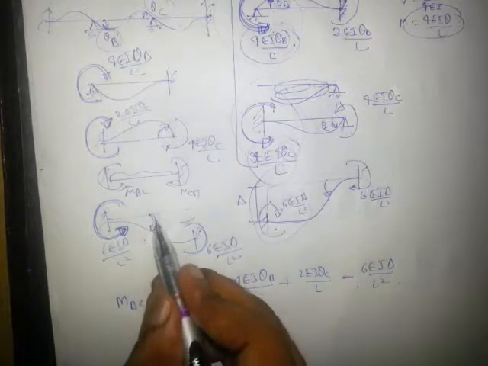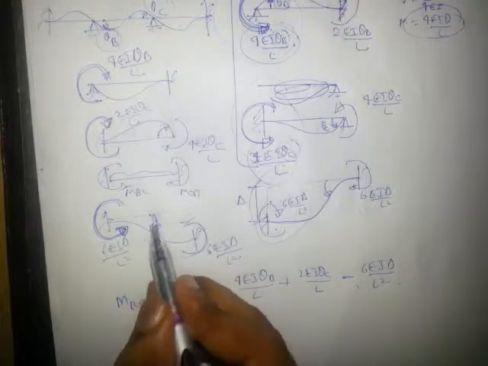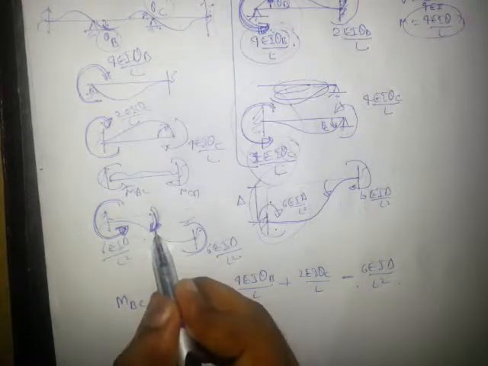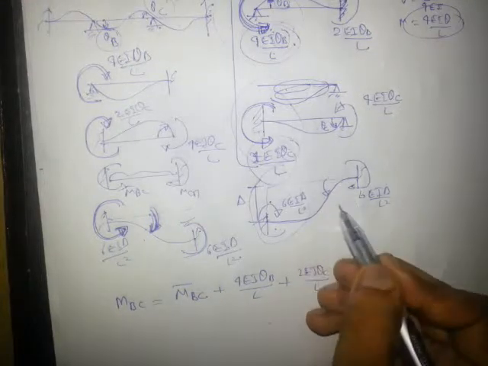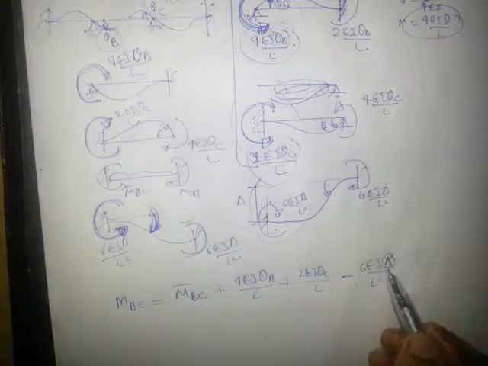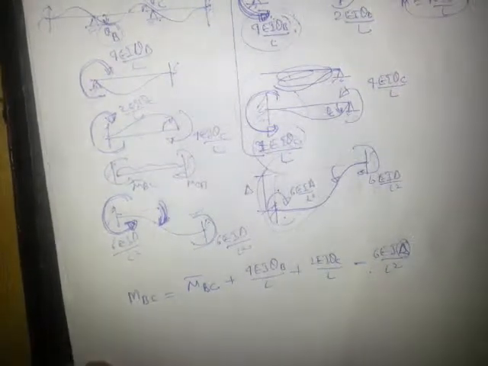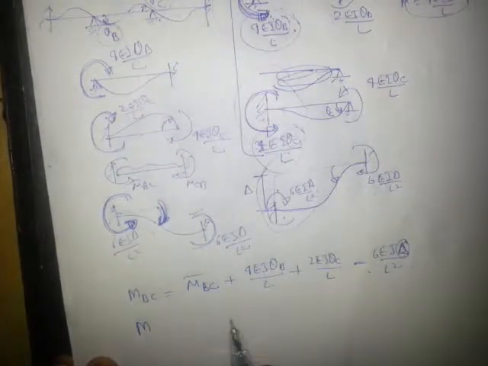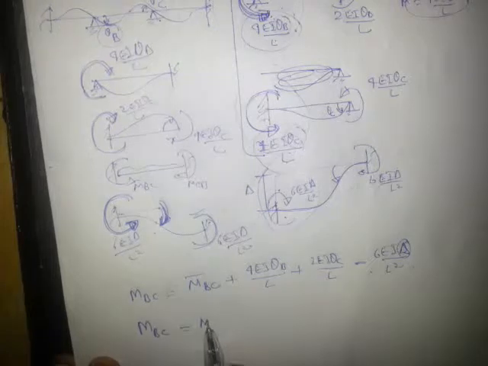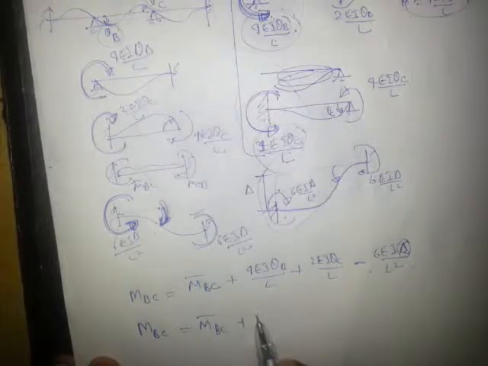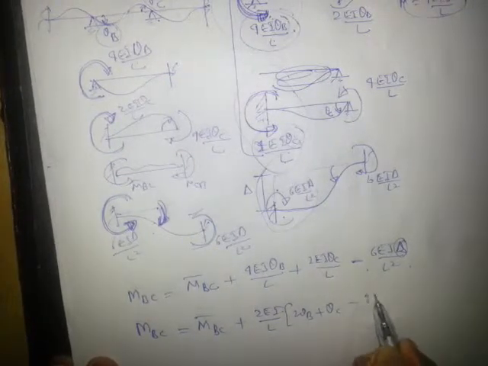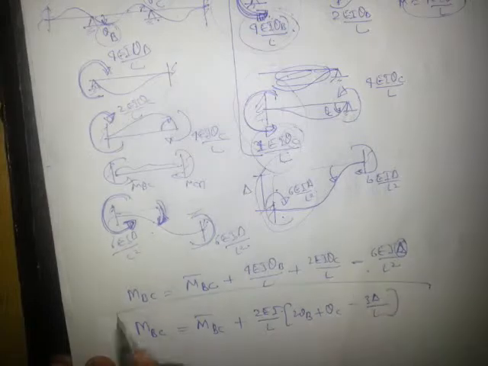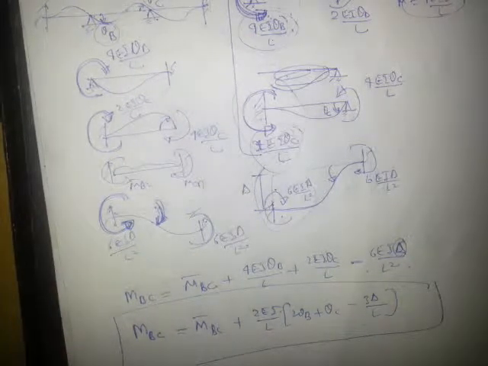Means if due to support settlement, a support settles clockwise, delta will be placed positive, and if it is anti-clock, it will be placed minus, right. So this is the slope deflection equation. MBC equal to M bar BC plus 2 EI divided by L times 2 theta B plus theta C minus 3 delta divided by L. This is the slope deflection equation, right?